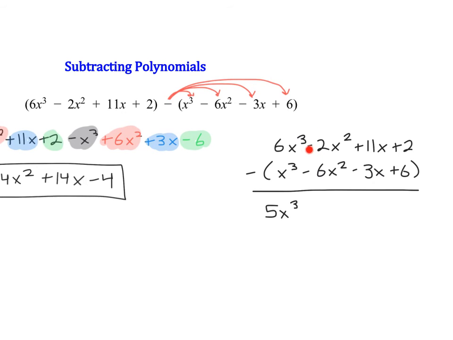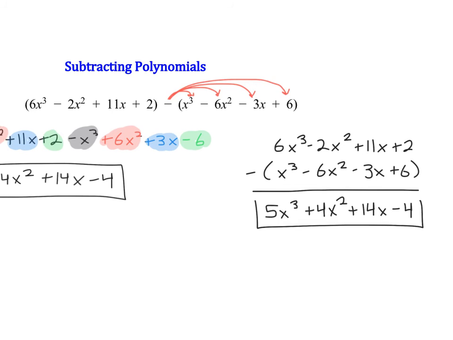Here is where it can get tricky. We have negative 2 minus negative 6. Remember, when you're subtracting a negative, it's really like adding. So negative 2 minus negative 6 is actually positive 4. So I have positive 4x squared. Here I have 11 minus negative 3, which is really 11 plus 3. So that's how we get 14x, positive 14x. And here we have 2 minus 6, and 2 minus 6 is negative 4.